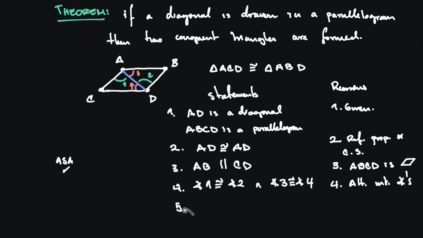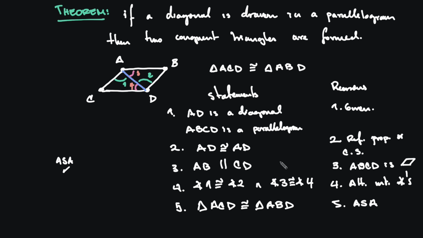So we know that triangle ACD is congruent with triangle ABD, and this is by angle-side-angle. Remember, 3 and 4 are congruent, are corresponding, are alternate interior, my bad. Angles 1 and 2 are alternate interior. So the triangles are congruent because we have angle, side, and angle. Okay, so that's how you prove this theorem.